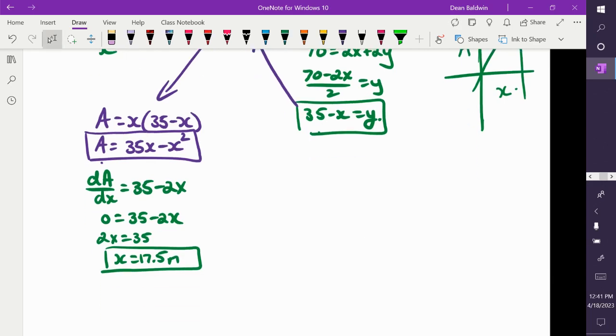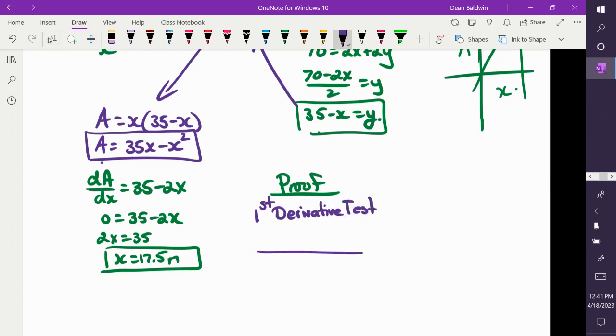So what we do to prove it, you have two choices. You can do the first derivative test. So that's the one where you go, okay, 17.5. You pick numbers on either side of it. So what would be the easiest number to pick on the left side? I would go with 0, but it doesn't really matter. Any number that's less than 17.5.